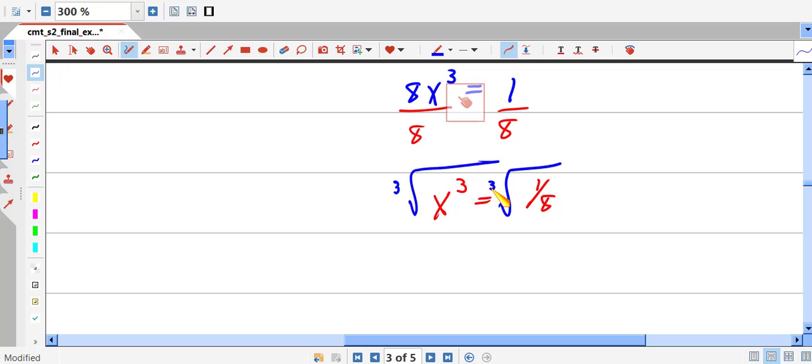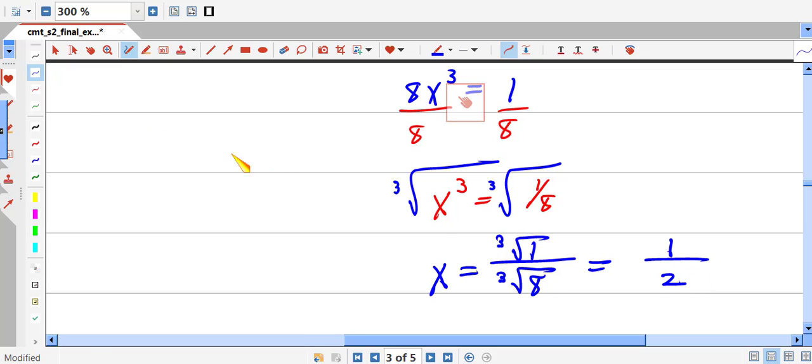Okay, the cube root of 1/8 is the same thing as the cube root of 1 over the cube root of 8. Well, the cube root of 1 is 1. The cube root of 8 is just 2, because 2 times 2 times 2, 3 of them multiplied together, gives you 8. So that means I can simplify and just end up with 1/2 as my solution.